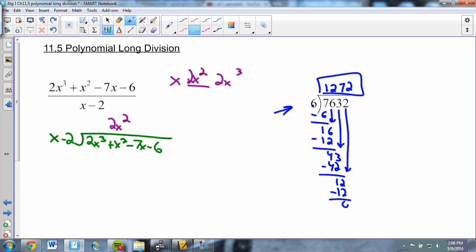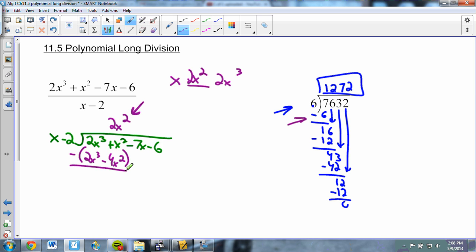Now, I do some multiplication. 2x squared times x is 2x to the third. That was the whole point. 2x squared times negative 2 is negative 4x squared. And just like how way over here we did subtraction, here we're going to subtract this whole entire thing.